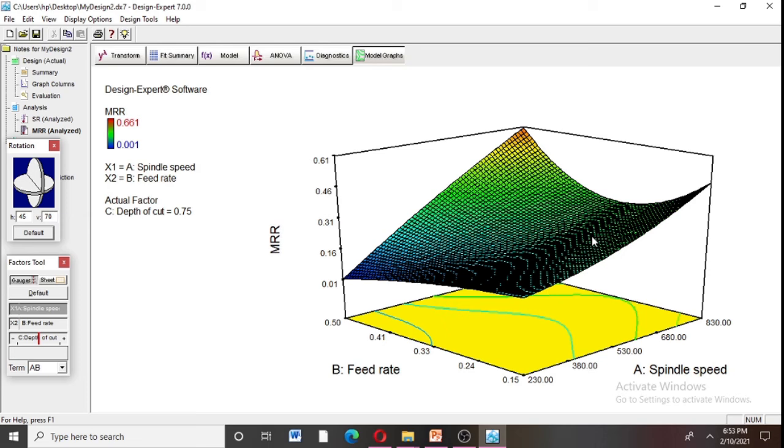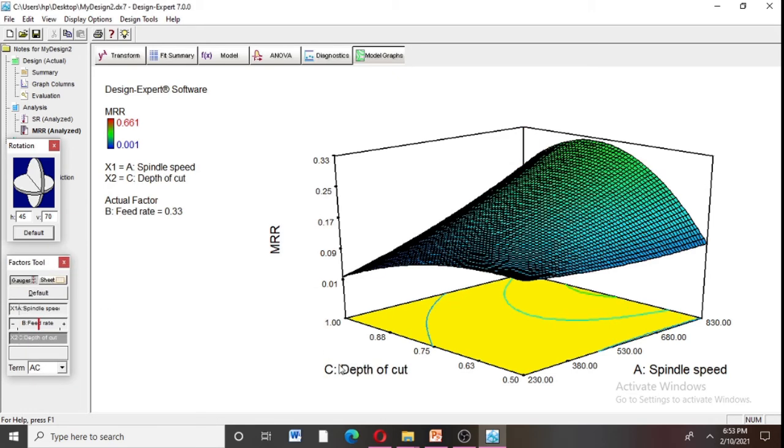So this shows the interaction effect of one factor on another factor. In this, I can choose spindle speed and feed rate only. What about the others? I can choose AC. AC means spindle speed and depth of cut. Here, the increase of spindle speed and the increase of depth of cut impact the material removal rate. The increase of spindle speed does not affect material removal rate, but the increase of depth of cut has more effect on material removal rate than spindle speed. Likewise, you may write the inference.